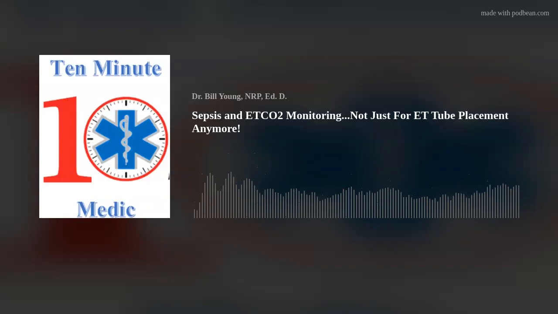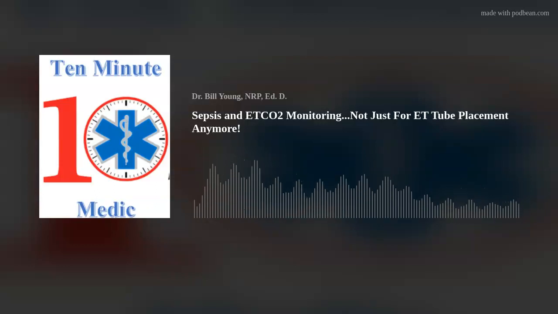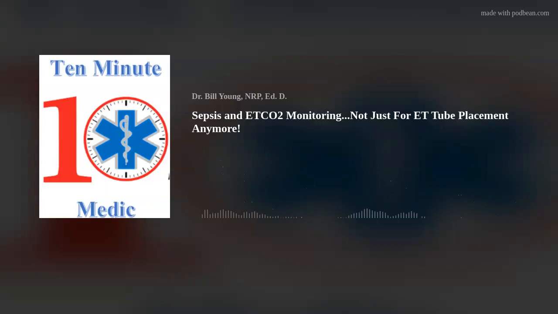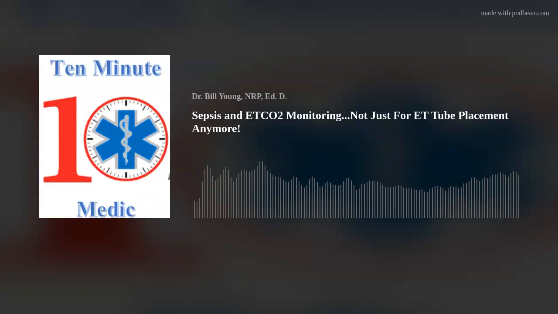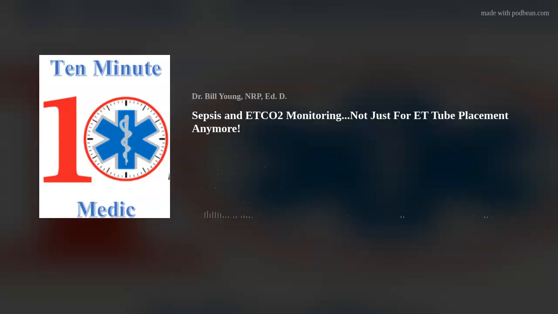The other end is hypercapnia, high end-tidal CO2 levels. Values above 45 millimeters of mercury suggest hypoventilation. This can occur in cases of airway obstruction, respiratory depression due to drug overdose, or neuromuscular diseases. In the context of cardiac arrest, a sudden rise in end-tidal can be an indicator of a return of spontaneous circulation, also known as ROSC.